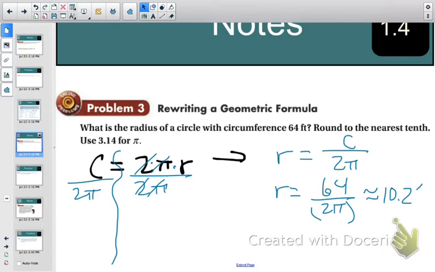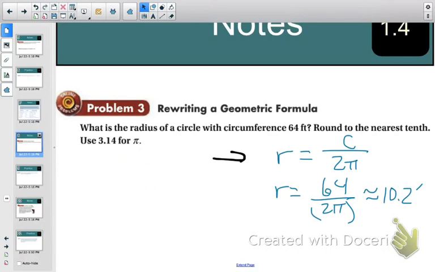You could also plug the circumference in first. So let me erase this stuff. So circumference equals 2 pi r. You could have plugged that in. So circumference is 64 equals 2 pi r. And then solve that. So divide that by 2 pi. Either way, same thing. Okay, you should still get about 10.2 feet for your radius.